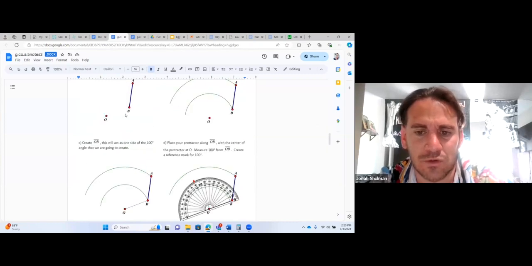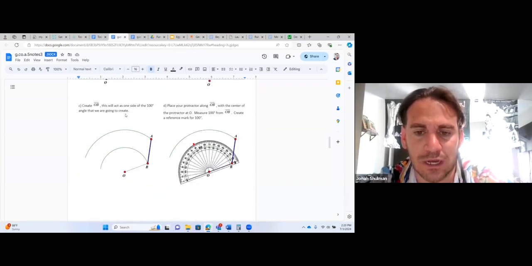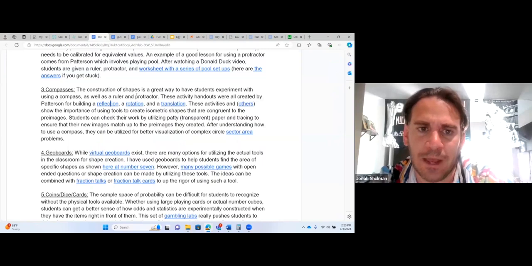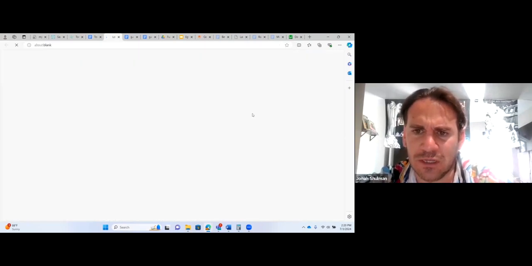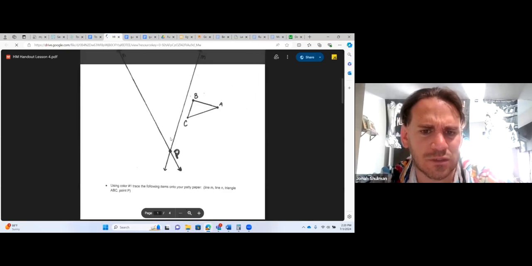Constructions, I think, are really useful, and then you get to end after using the compass with the protractor. So I think this one's really well done. These activities, I have some other ones, right? I know I have some more of these. Yeah, here's a good one.